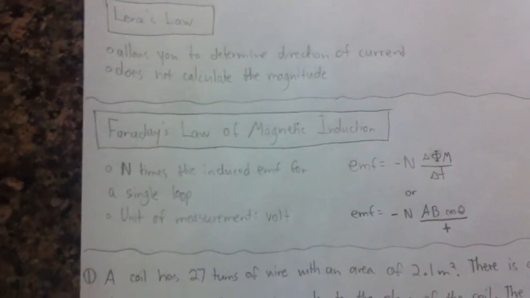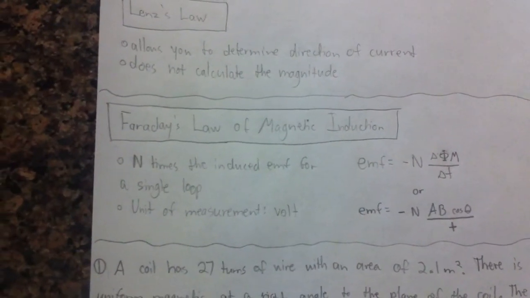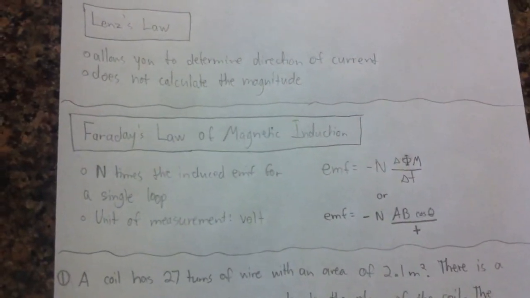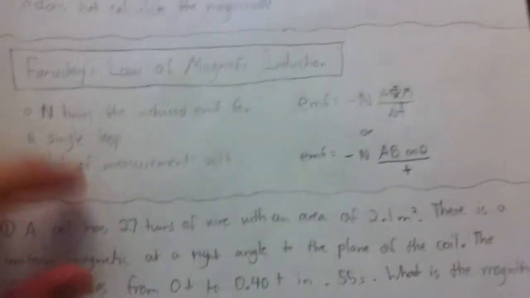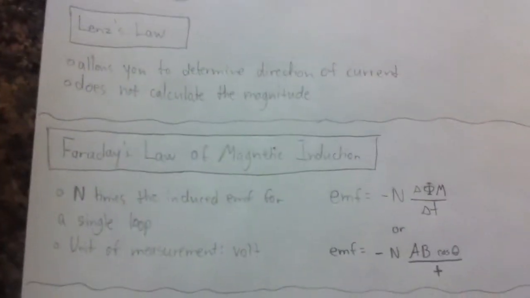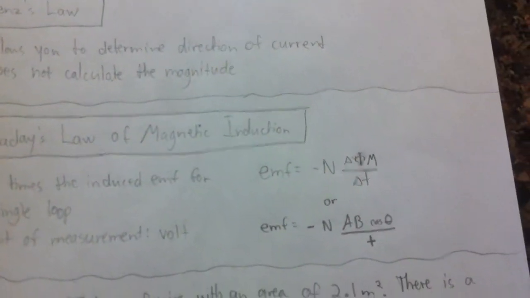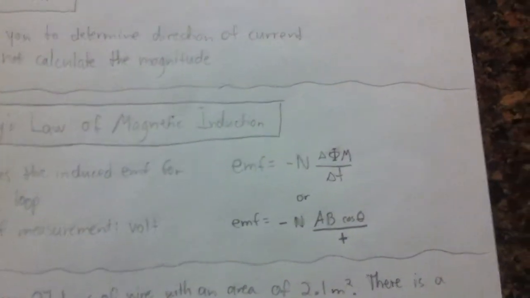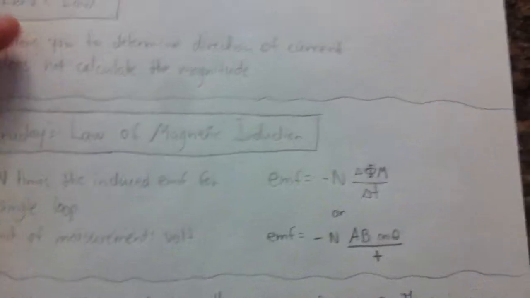Basically it is N, the number of turns, times the induced EMF for a single loop. And the unit of measurement for this equation is volts. The negative sign in the equation is accounted for by Lenz's law, where the direction of the current has to be opposite of the magnetic field, so that's what's going on there. So let's try doing a problem here really quick.